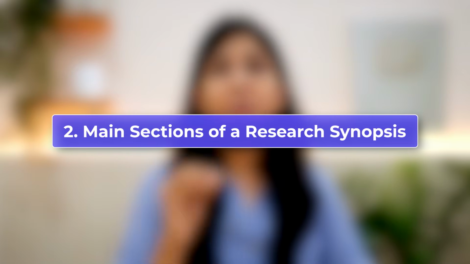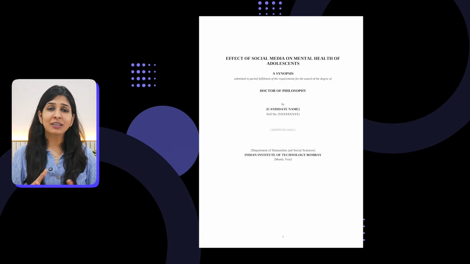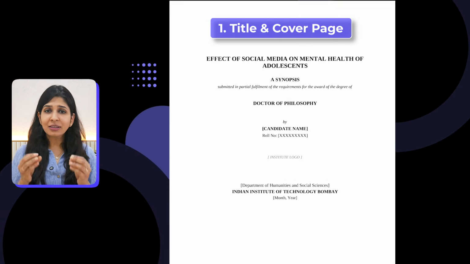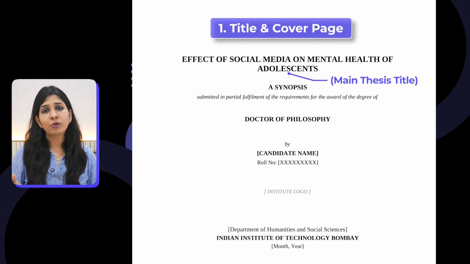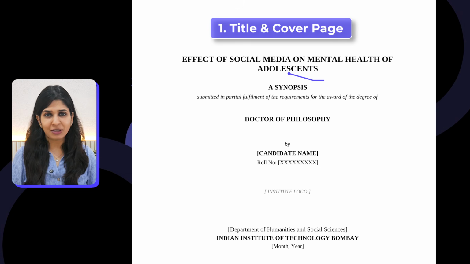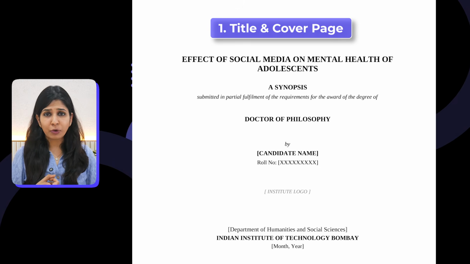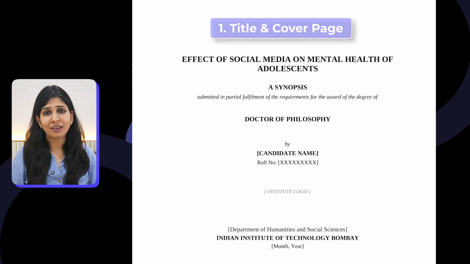Now, irrespective of the university, let's talk about some of the main sections which you will find in a research synopsis. And the first one is the title and the cover page. And this is where you include your main thesis title and then you go on to preparing your cover page following the exact template shared by the university. Now, this usually includes your full name, your supervisor's name, the department's name, and your thesis title as well.